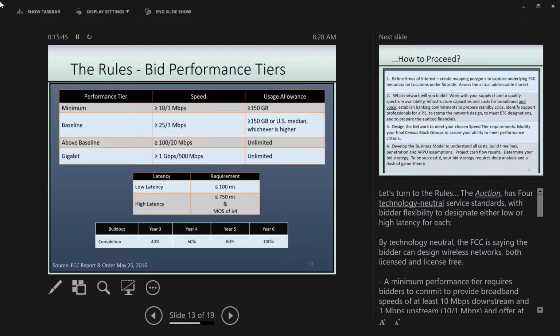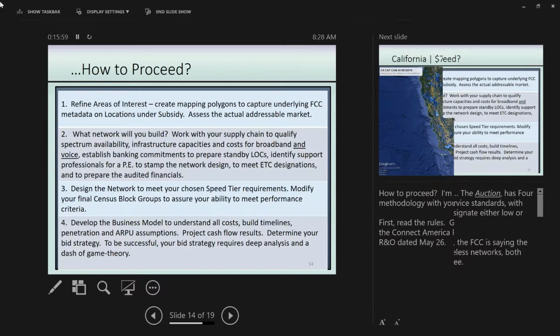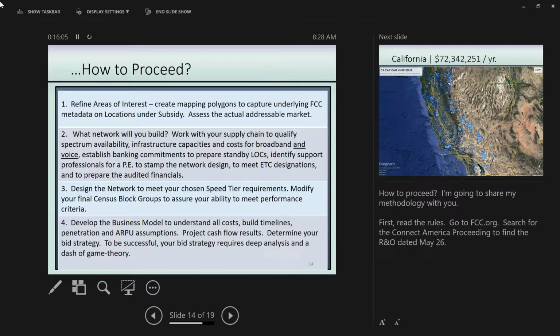The build-out completion dates are 40% at the end of year 3, 60% for year 4, until you get to the end of the 6th year, where you're required to build out 100%. How to proceed? I'm going to tell you the methodology that I used in preparing for the bids during the experiment.